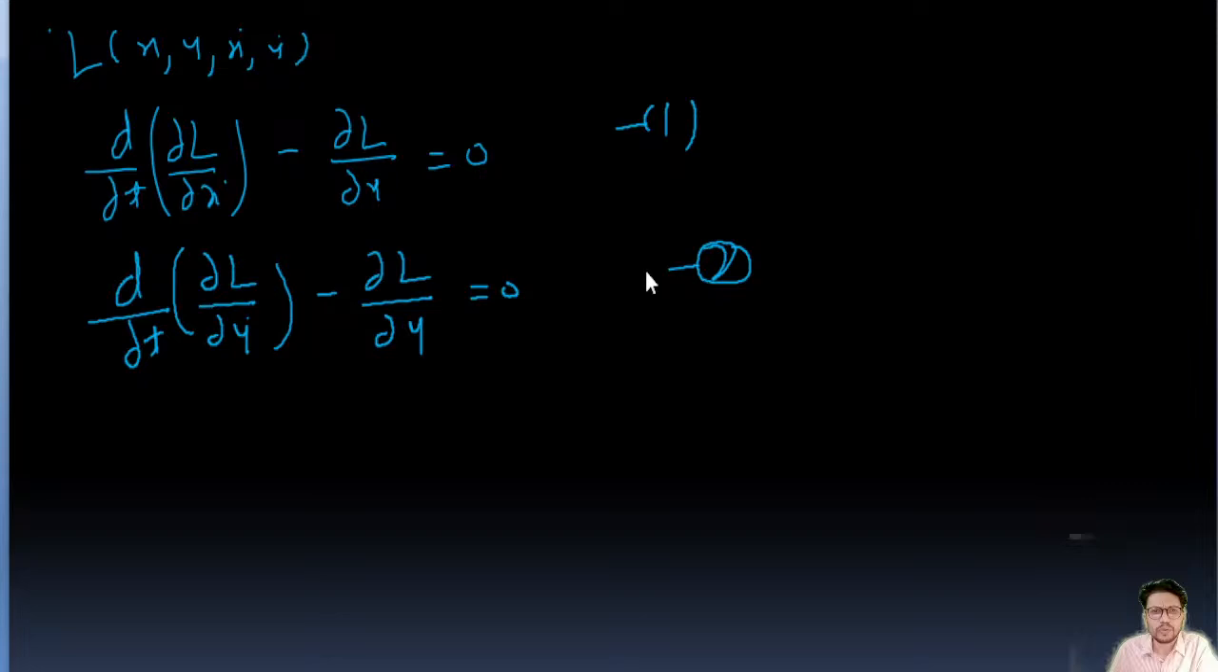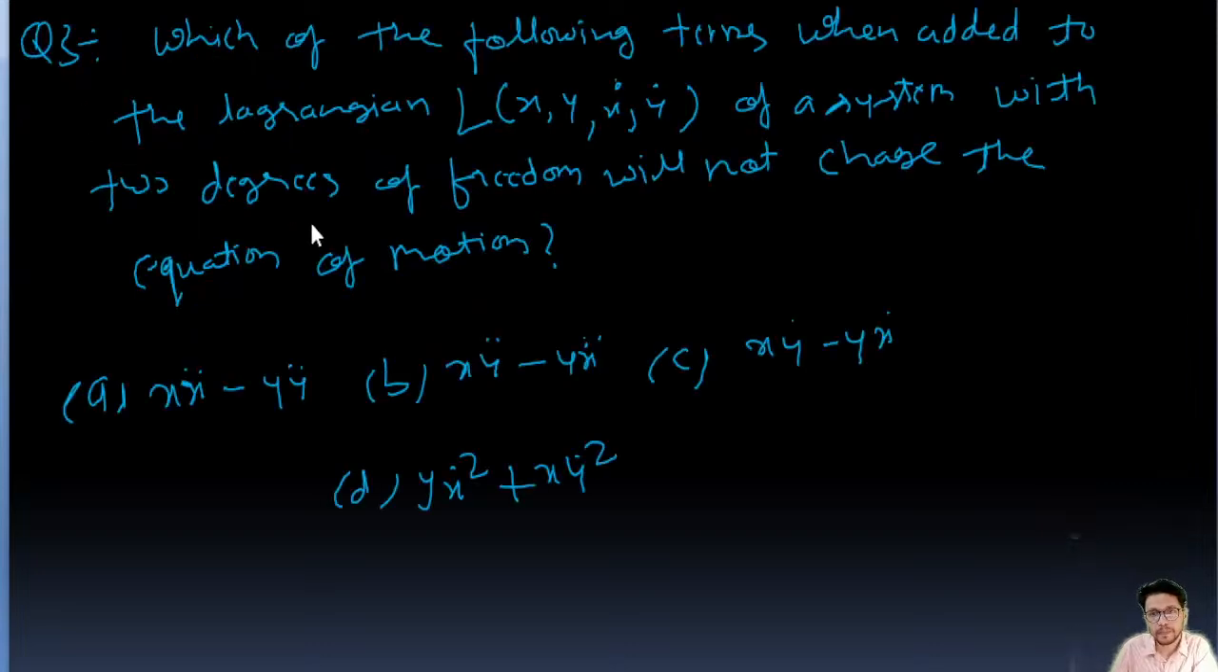So these are the equations of motion for the Lagrangian. Now we need to find which term, out of these four, if we add it to the Lagrangian, is not going to change the equation of motion.